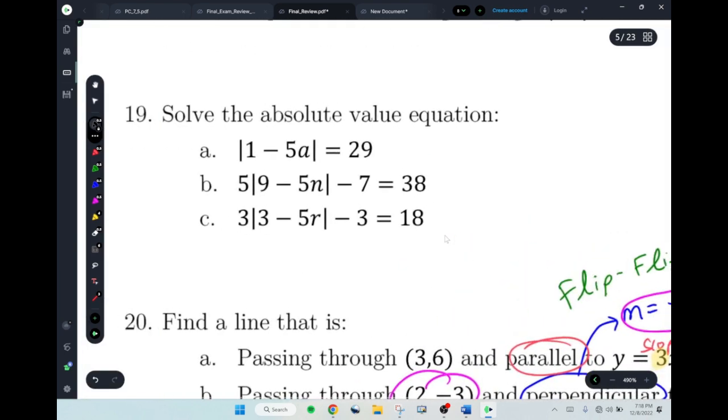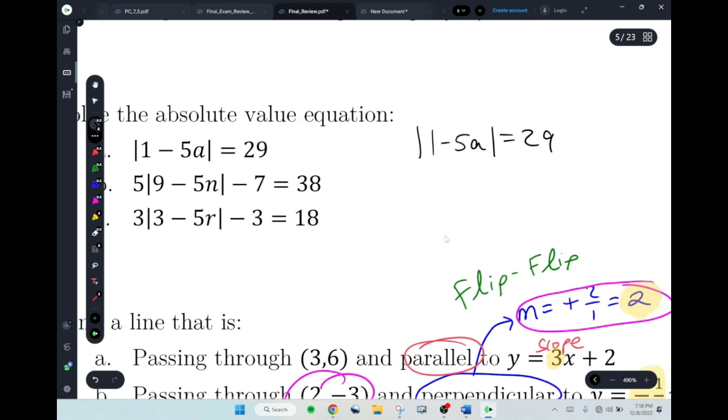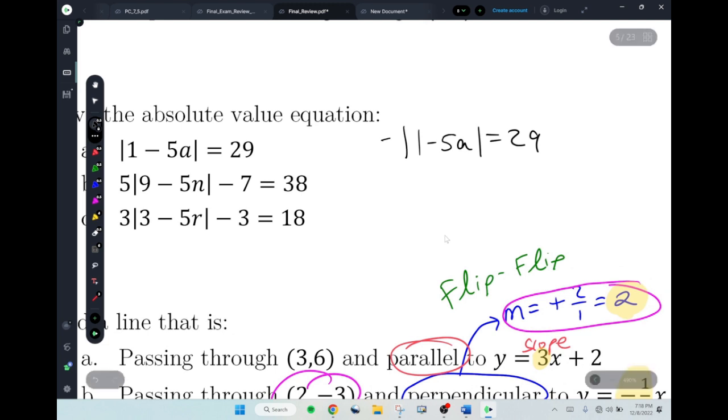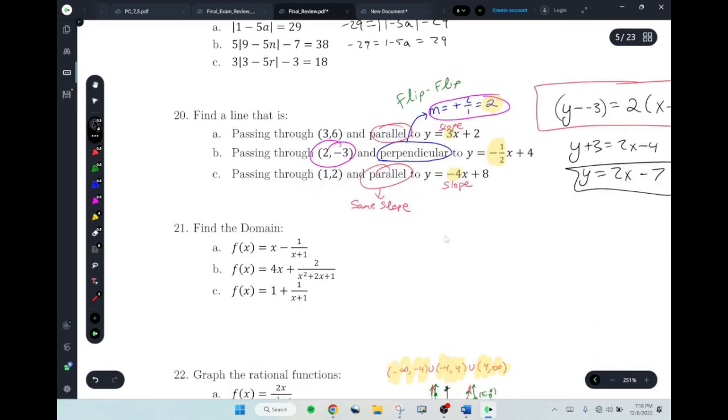For 19, you do the exact same thing, but there's no absolute value sign. So what do you think you do? Let me set it up for A. 1 minus 5A equals 29. How do I get rid of those absolute value signs? Equals minus 29 on the other side, and you're done. So now you've got negative 29 equals 1 minus 5A equals 29. And you just solve the normal way. And you get 2 answers now, right? Yep. Exact same way. That's fun.